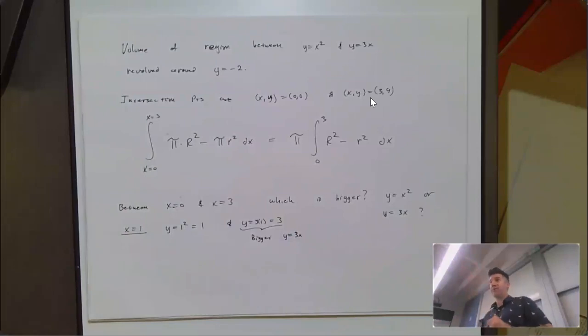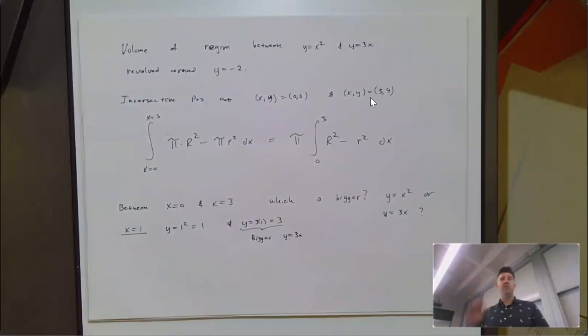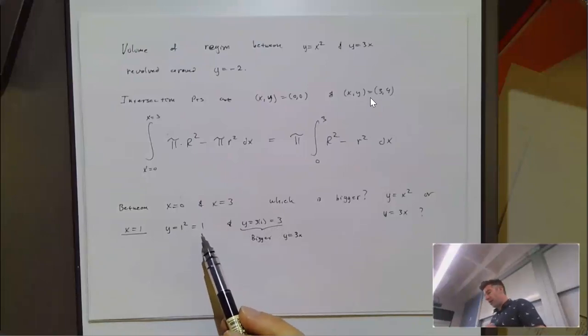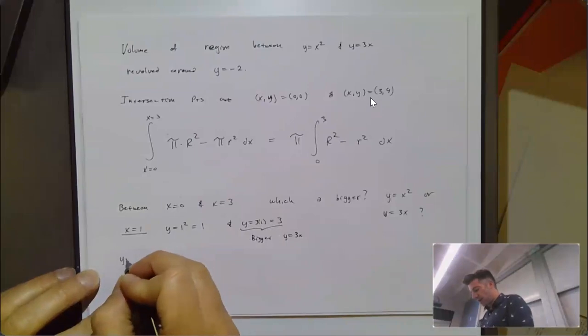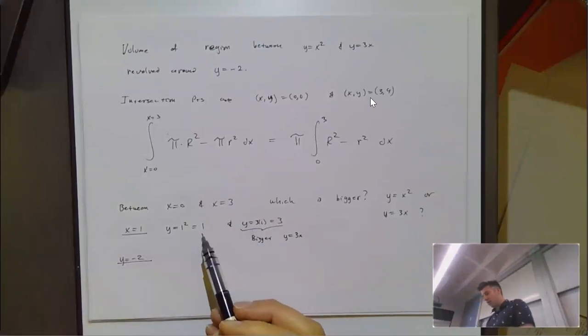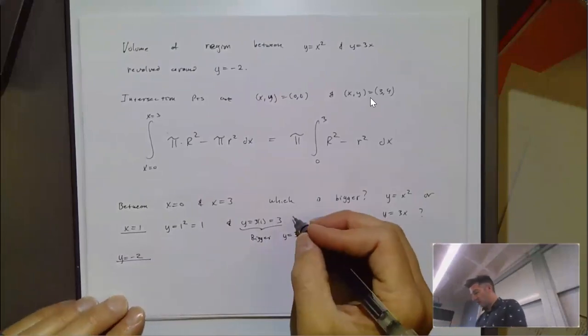Yeah, exactly. So now the other question you have to answer is which one is further away from the axis of rotation? How do we tell without drawing it? I know that this one's bigger. I know my axis of rotation is y equal to negative 2. So of these two values, which of those is further away from negative 2? 3 or 1? 3. So this is also the one that's further away.